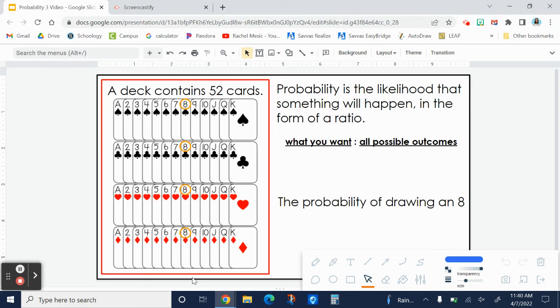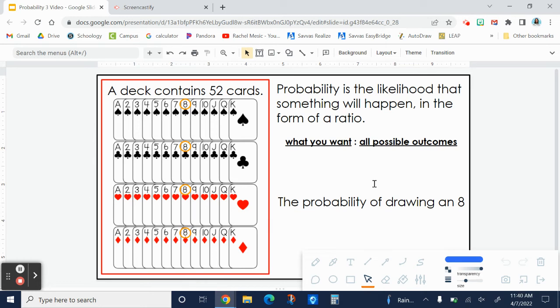We are going to practice probability one more day. As a reminder, probability is the likelihood that something will happen or will not happen. So we have a deck of cards here. There are 52 cards in a deck, not including the jokers.